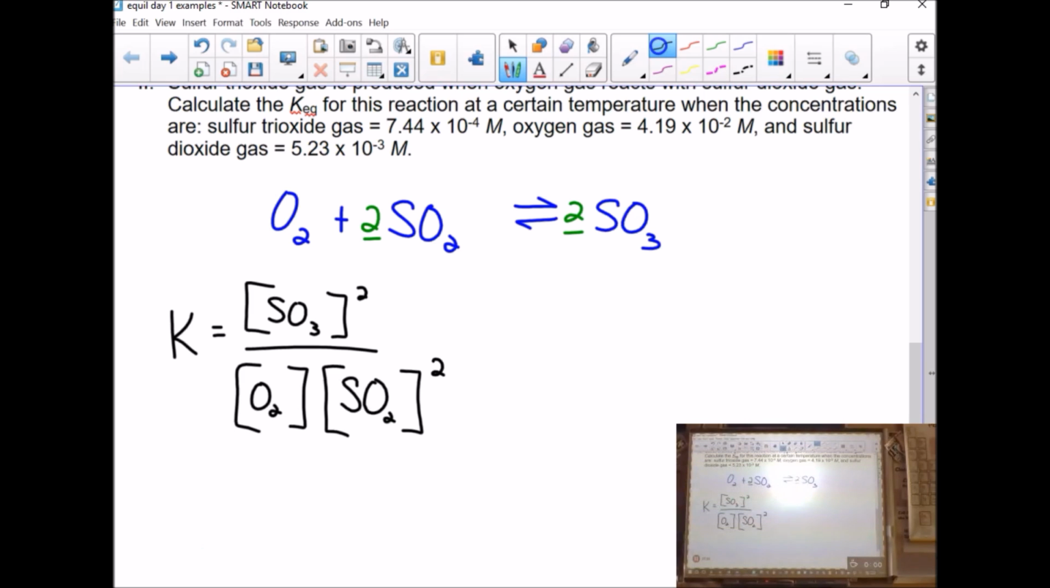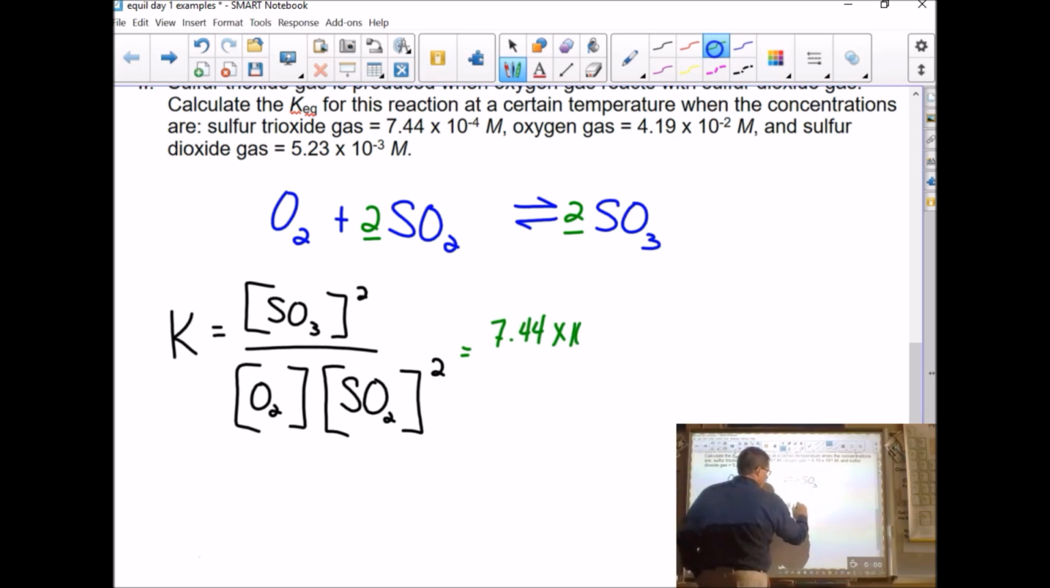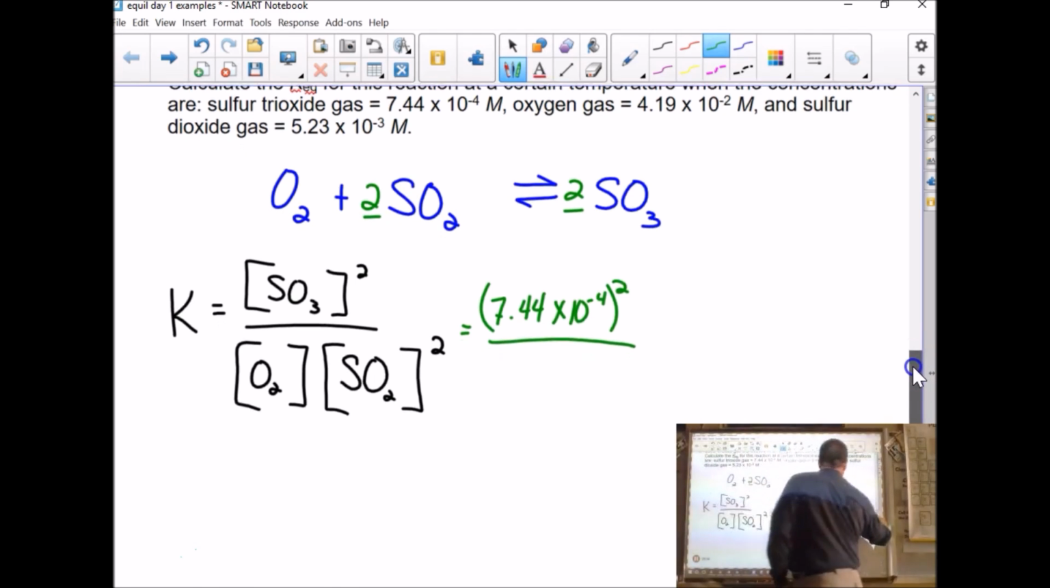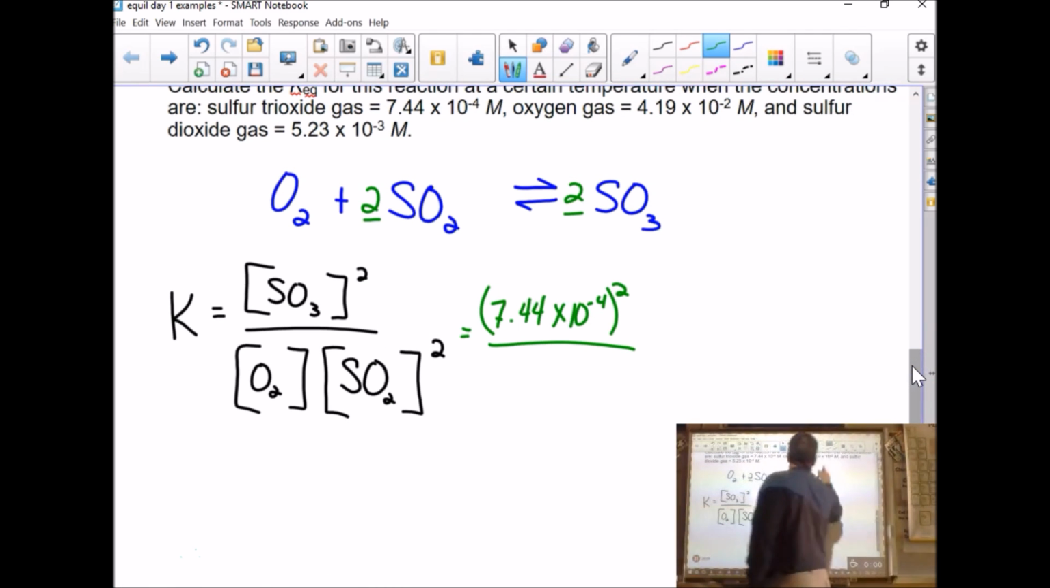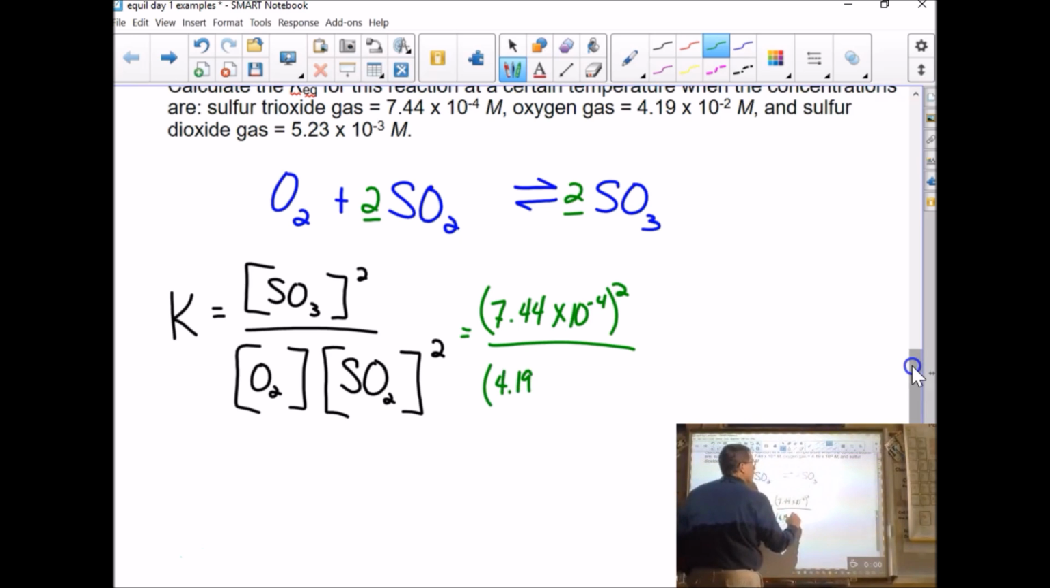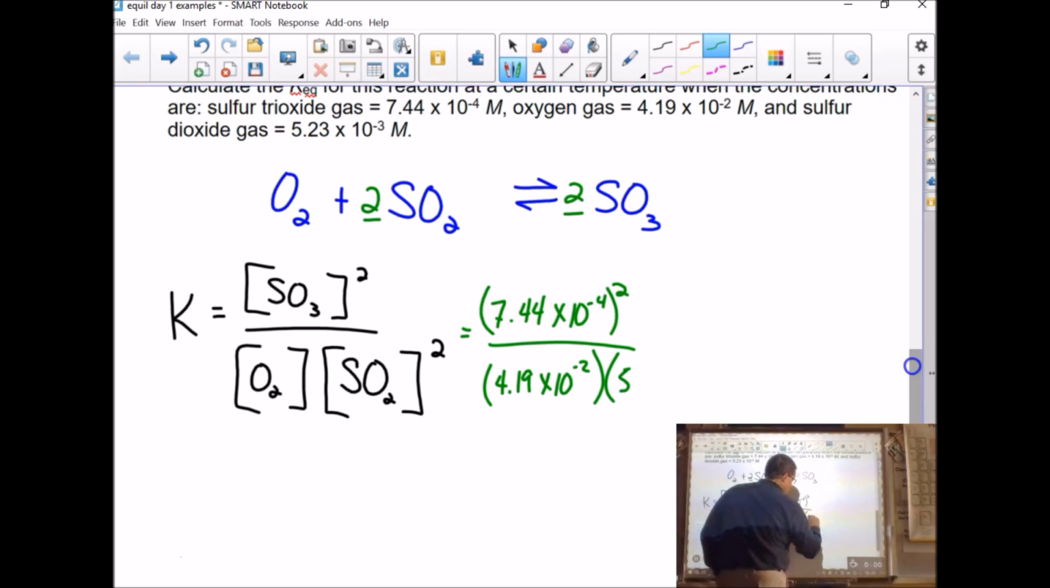Okay. And then from there, let's plug and chug. So let's see here. Our SO3 sulfur trioxide, there it is. So 7.44 times 10 to the negative 4. And that is squared. And the O2 is right here, so 4.19 times 10 to the negative 2. That one is not squared since there's no value there. The sulfur dioxide, 5.23 times 10 to the negative 3. And that one is squared.